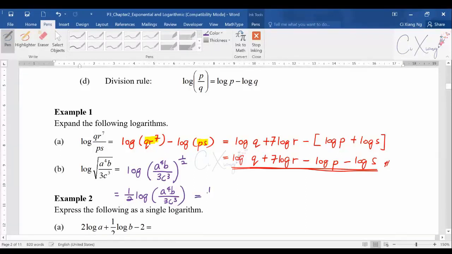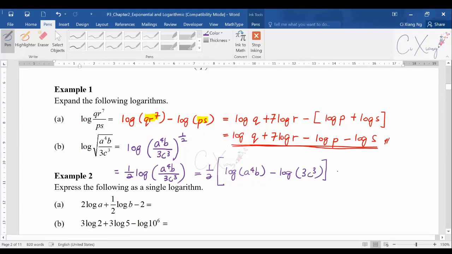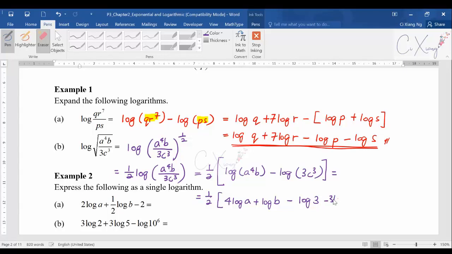Okay, then now we're having half, and then with the whole thing now. Okay, so you're having a fraction after the log. So for the fraction after the log, you apply the division rule. So log a power 4b minus log 3c power 3. Alright, and after that, what else do I have? Okay, so maybe I write it here. So I'm having half, and then expand this one, it will become 4 log a plus log b, multiplication rule, minus log 3 minus 3 log c.